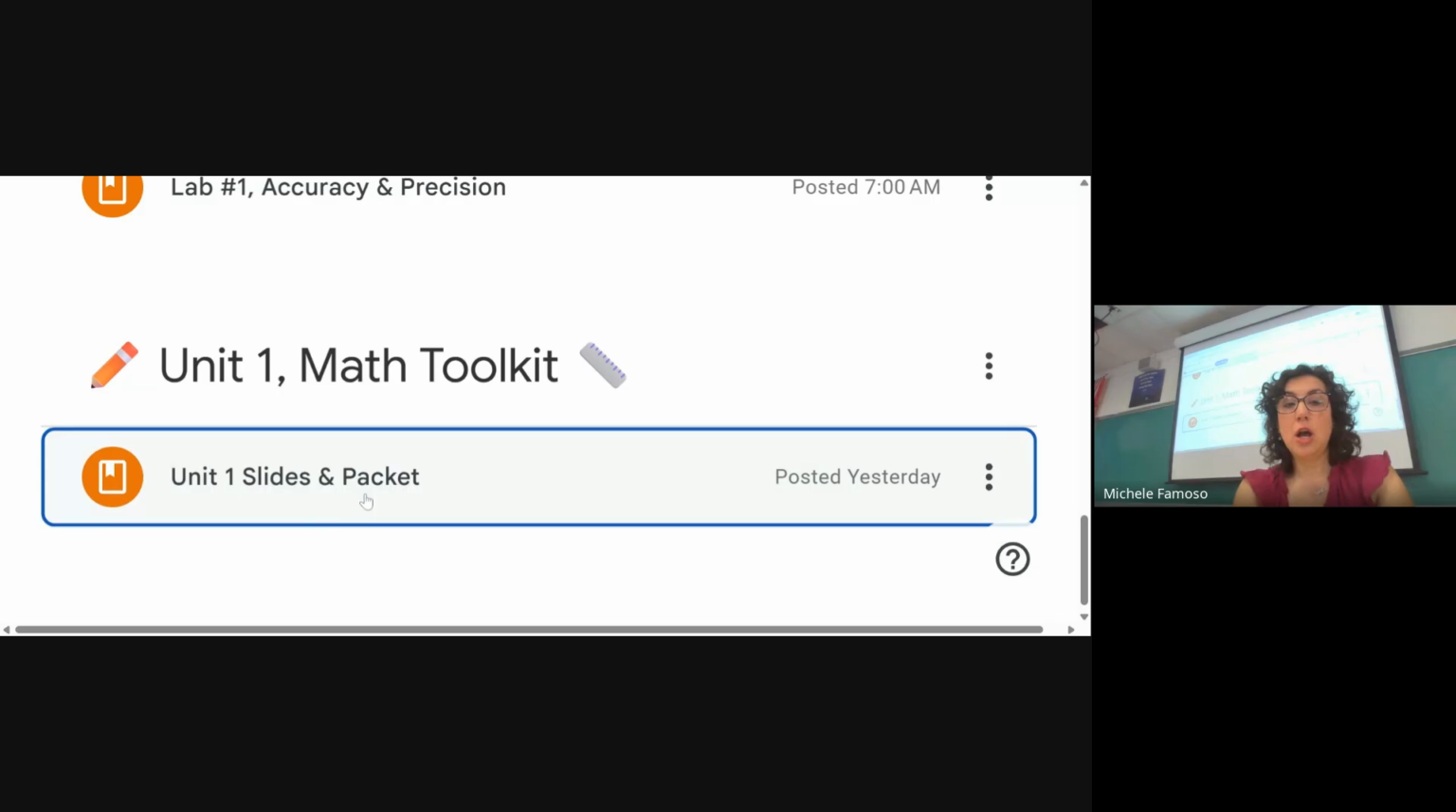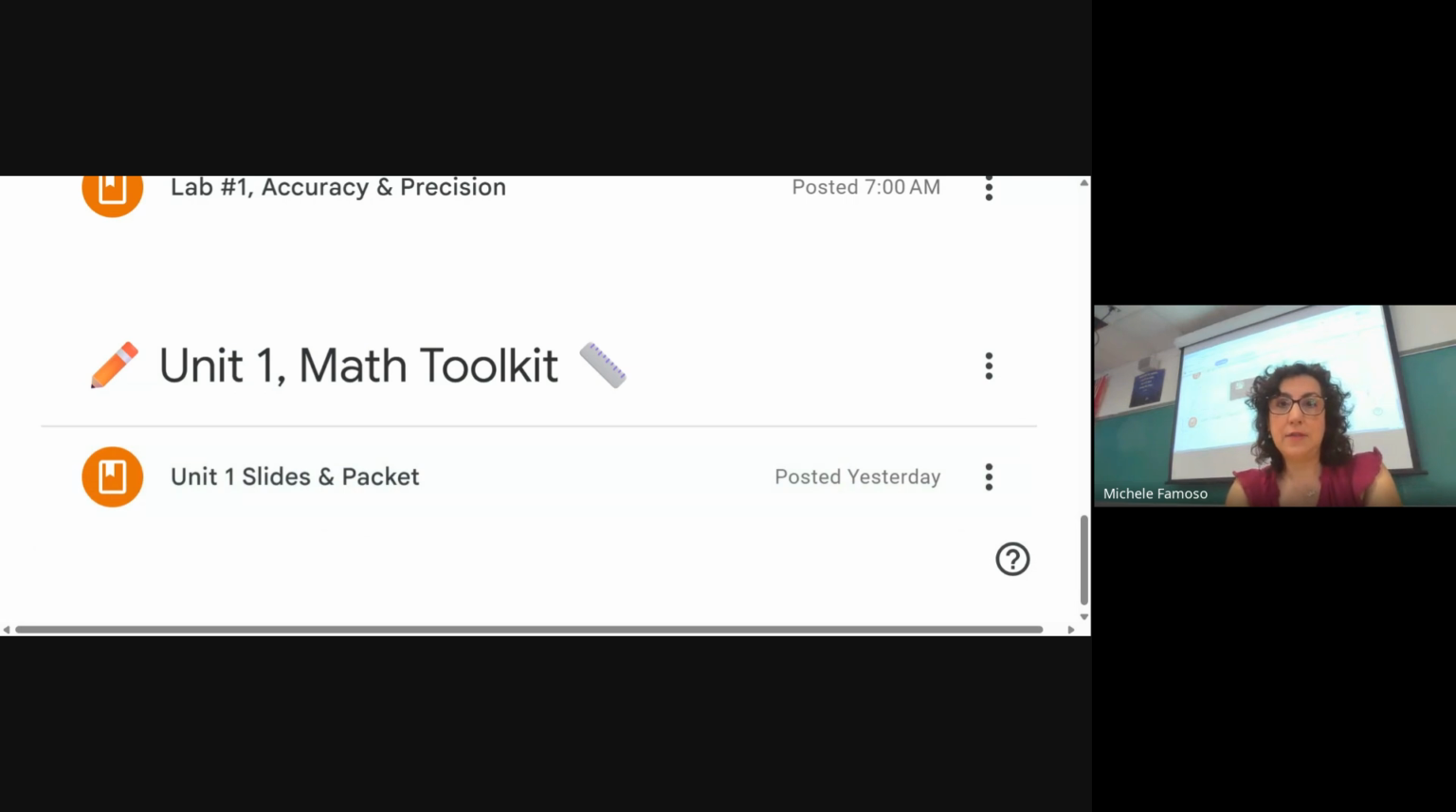They're there along with the packet. If you ever lose the packet that I'm going to give you that goes with the unit, you can go there to print out the pages you need, or you can go over to the bins. I have all my extra handouts over there too. And I do have a few extra. Okay, that's enough of that.